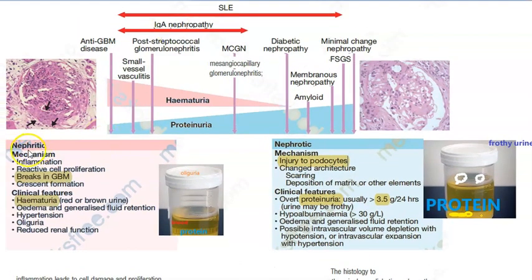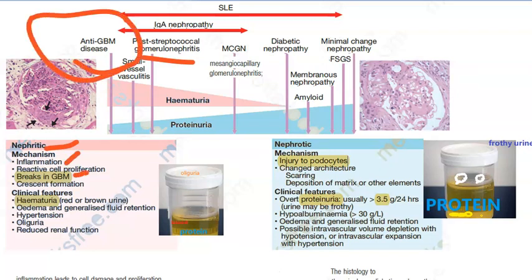See, nephritic is because of what? Inflammation. That you have understood, right? Nephritic is because of inflammation. So, nephritic: post-streptococcal glomerulonephritis, any inflammation like anti-GBM disease will cause a break in the GBM. So, who will escape? RBCs will escape. Small vessel vasculitis can also cause nephritic.